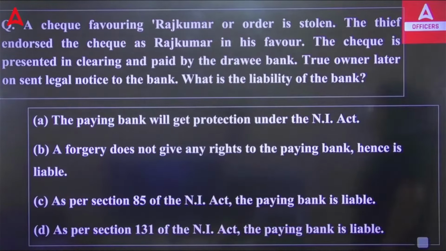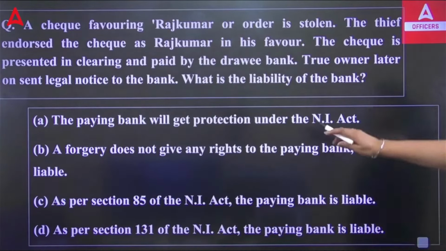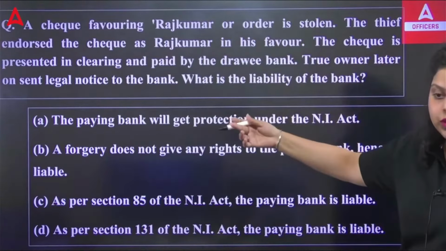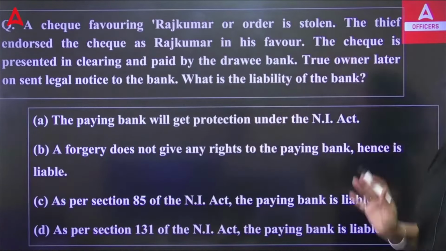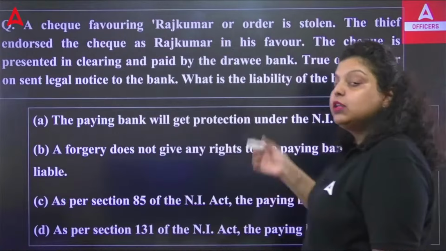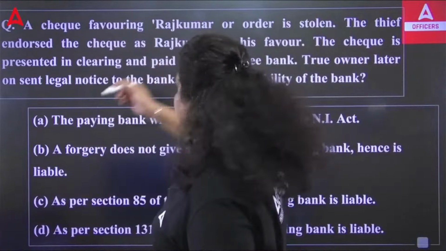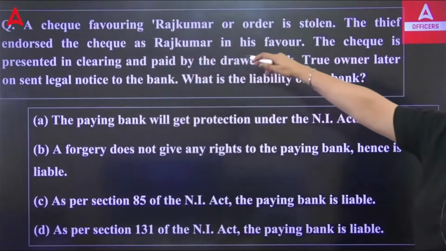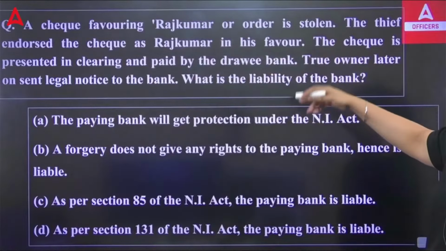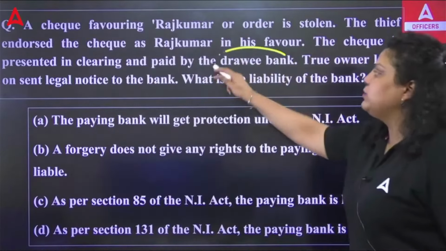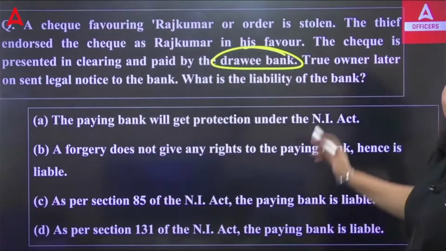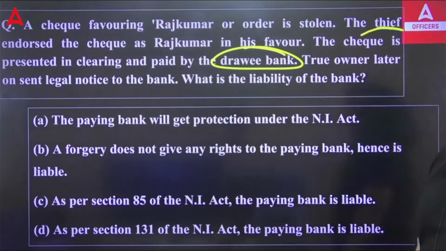So we are saying the check favoring Mr. Rajkumar or order is stolen, and the thief endorsed the check. The thief has done what? Endorsement. He transferred the check as Rajkumar in his own favor. It means he has forged the signature of Rajkumar. That is why he was able to endorse the check. So the check is presented in clearing and it was paid by the drawee bank. The bank has made the payment to the person who has taken the check, who was the thief. So in that situation, will the bank be liable or not?